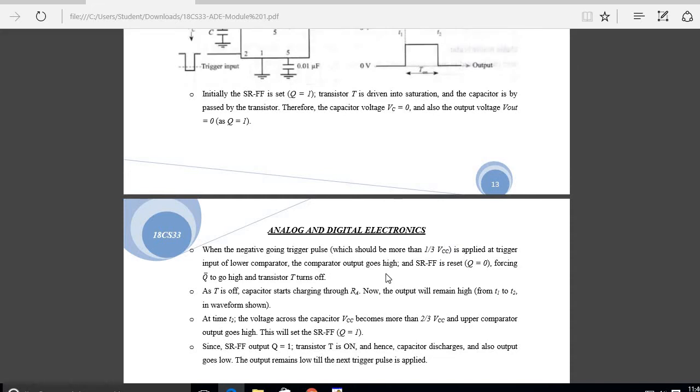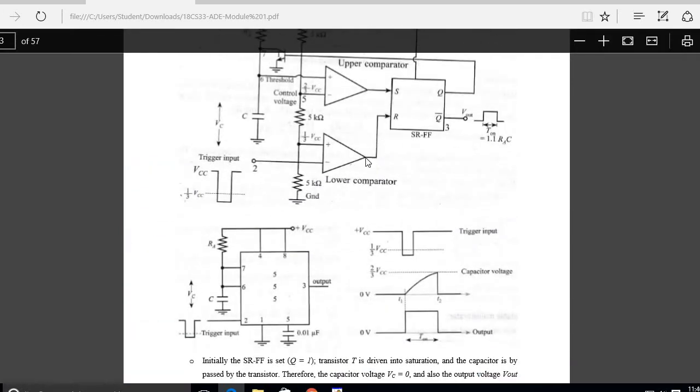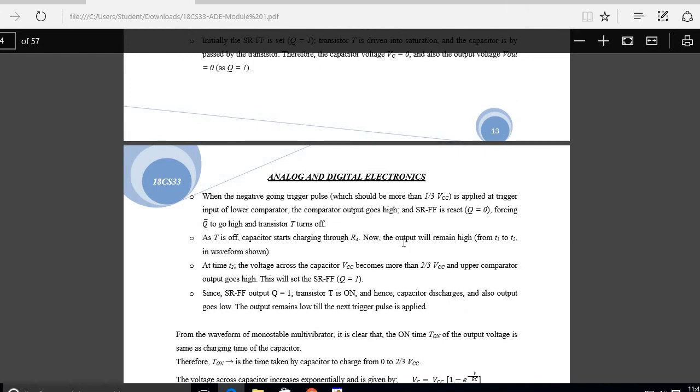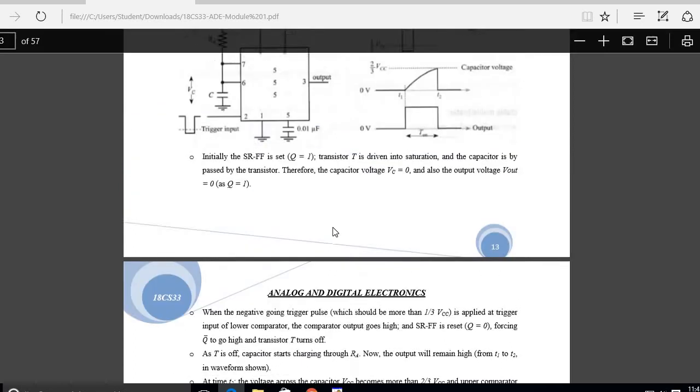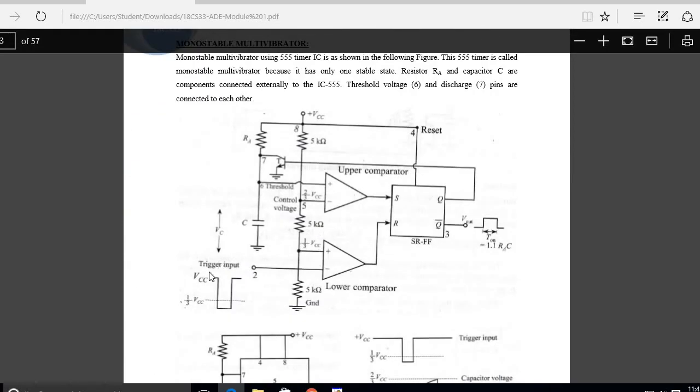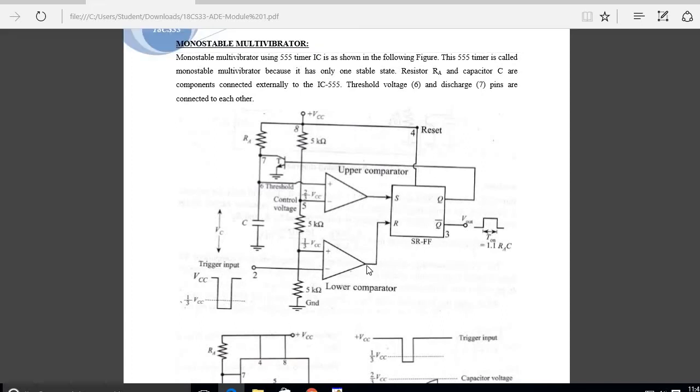The comparator output goes high. It should be high, so what is the input of the SR flip-flop? The SR flip-flop should be in the reset condition, which means Q is 0, that means Q bar is high and transistor T turns off. If I am applying the 1/3 VCC trigger input to this lower comparator, the output of this flip-flop should be high. In turn, if it is high then this should be low. The output of the flip-flop should be 0, and also the transistor should be on. It is internally connected to the transistor.